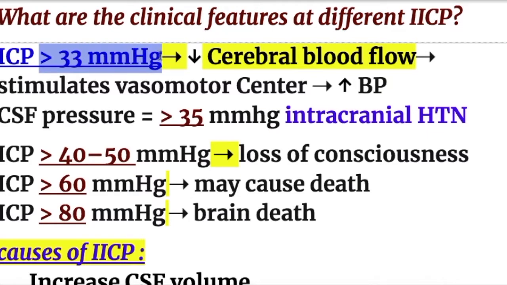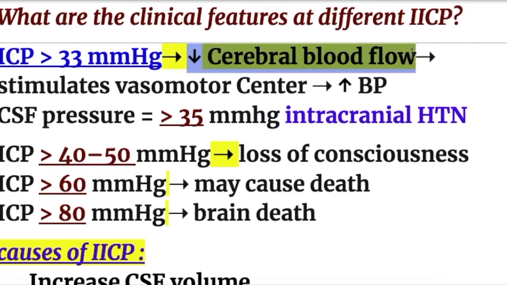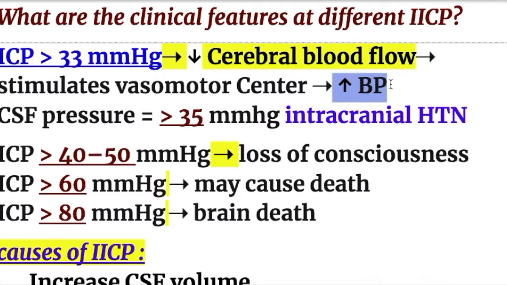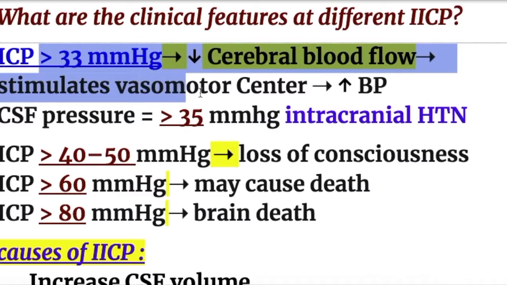Intracranial pressure of more than 33 millimeters of mercury causes a decrease in cerebral blood flow, and that stimulates the vasomotor center, which leads to an increase in blood pressure. So normal intracranial pressure is 10 millimeters of mercury, more than 20 is pathological, more than 35 is intracranial hypertension, and more than 33 millimeters of mercury decreases the cerebral blood flow and stimulates the vasomotor center to increase the blood pressure.